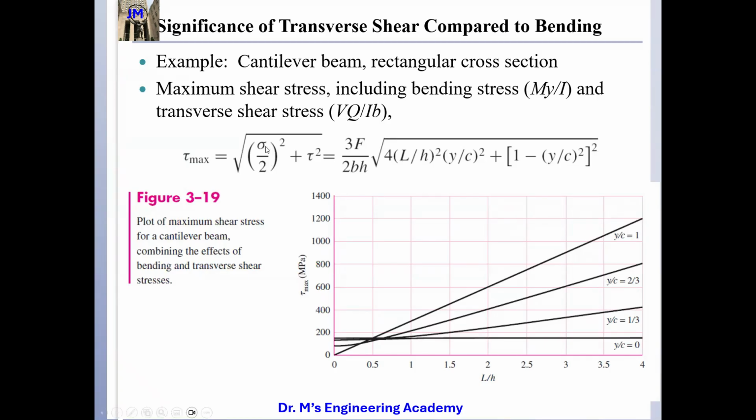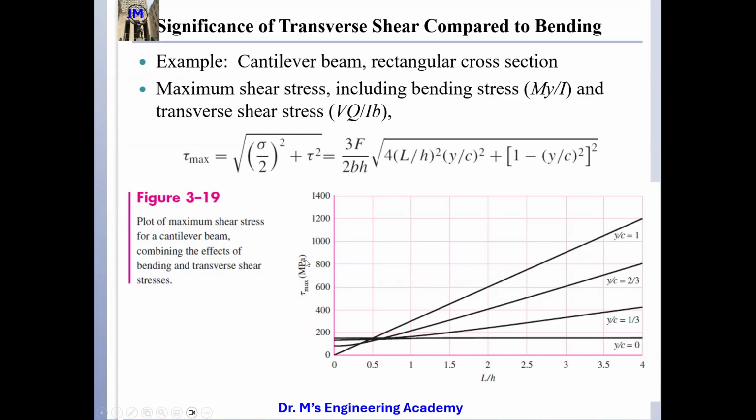How to calculate sigma? We just plug in. How to calculate tau? We just plug in. You can see we can use this y over c ratio. For different ratios we have different curves, that means this is L divided by H. So this is tau maximum, and we want the tau to be as low as possible, to stay away from the failure point. Questions, guys? Are you following me?